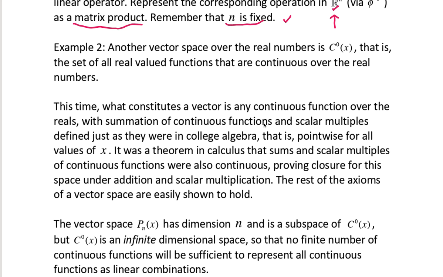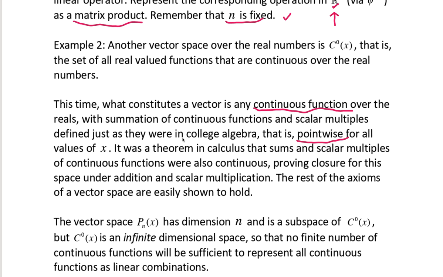This time, once again, what constitutes a vector is any continuous function of the reals. Now, summation of continuous functions and scalar multiples of functions would be defined just as they were in college algebra. Remember when you used to add functions? What did you do? You just did it pointwise, right? For all values of x. So that's how you would add the functions in this space. Or you could think about scalar multiples.